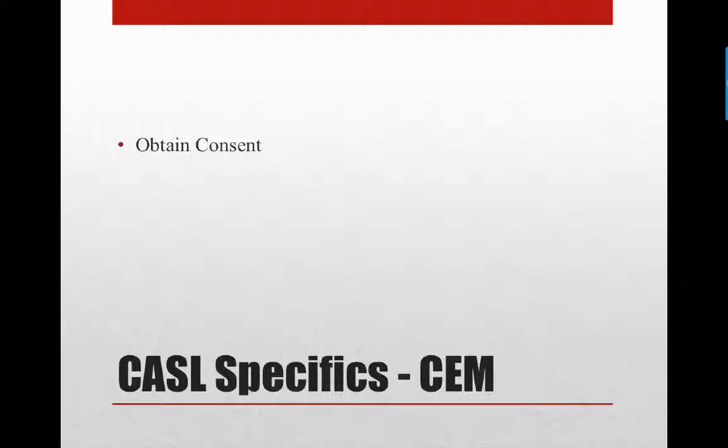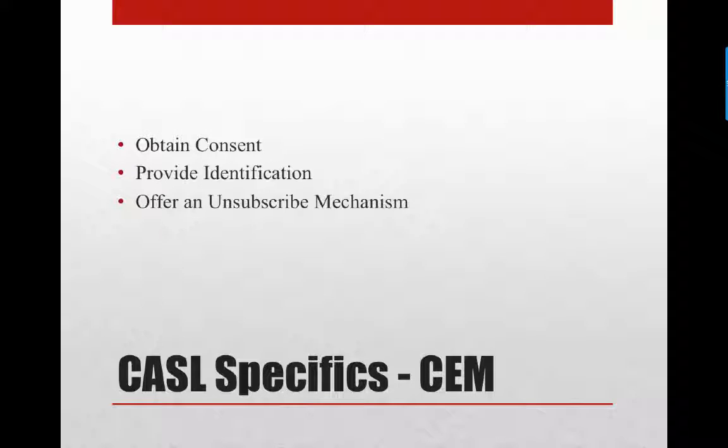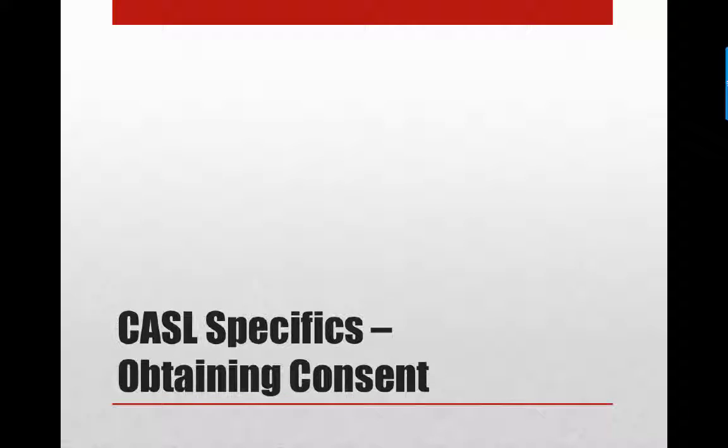Okay, so the government refers to this as a CEM. This is a commercial electronic message. In order to send them, you have to obtain consent. Okay, we'll go into more details on that. You have to provide identification, so it has to have your company name and address in it. And then you have to have an unsubscribe mechanism as well. Okay, so it's similar to CAN-SPAM in that way, but in order to obtain consent, here's what's required.